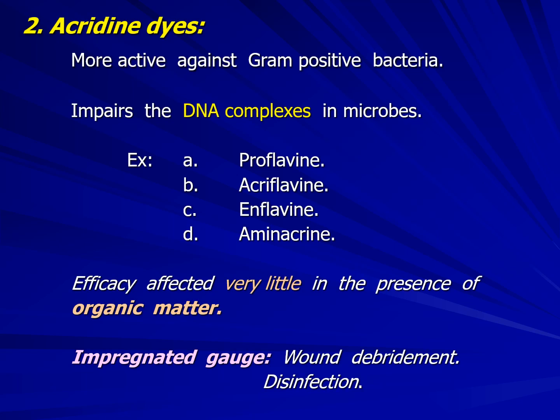Next, coming to the acridine dyes, these are more active against gram-positive bacteria, and the principle here is that they impair the DNA complexes in microbes. For example, the acridine dyes are proflavin, acriflavin, and aminacrine. The efficacy is affected very little in the presence of organic matter, and impregnated gauze is used, for example, in wound debridement disinfection.